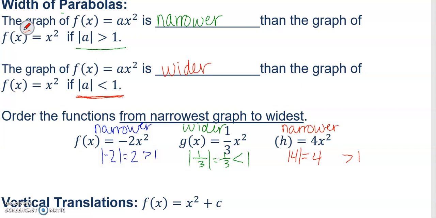Okay, so right away, I know since this one in the middle, g of x, is going to be wider than the parent function, I'm going to stick that right here at the end. So g of x is the one that's going last. Now I just have to decide whether f of x or h of x is more narrow. So I'm going to look at my absolute values here. I have 2 and 4. Well, 4 is a greater absolute value, so I'm going to say that is narrower than f of x, which means f of x falls right in the middle here.